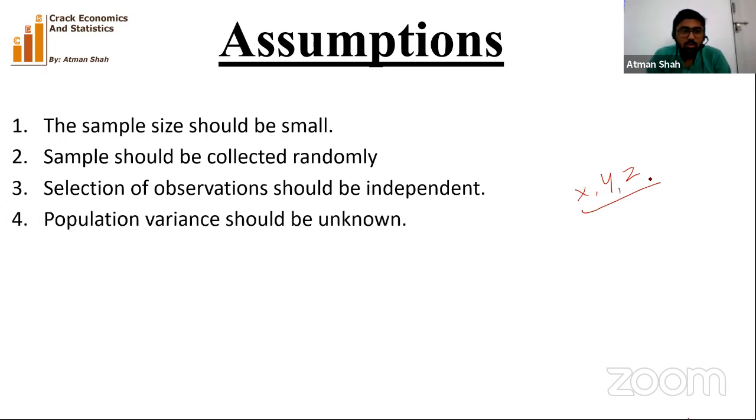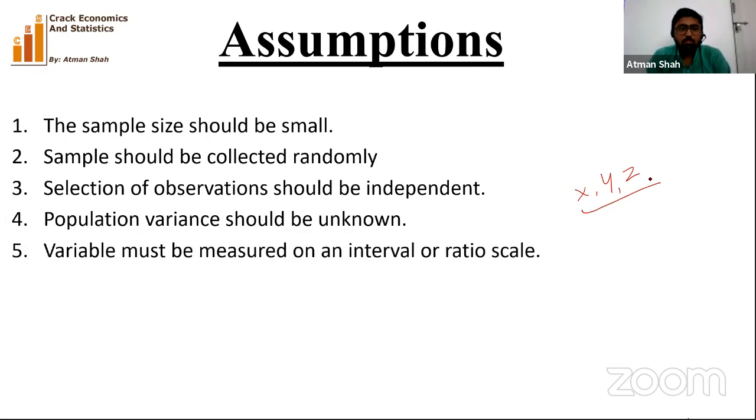Fourth, population variance should be unknown. Here, the variance of the population is unknown. So we do not know the variance of the population, and therefore we are going to use the sample standard deviation or sample variance. We are not going to use the population variance when we perform the t-test.